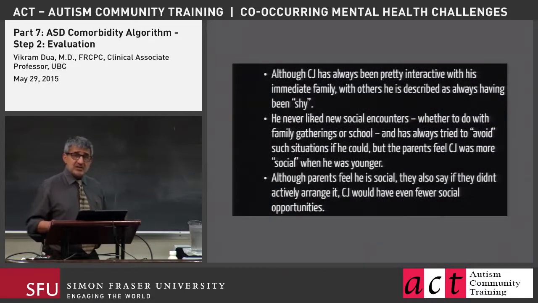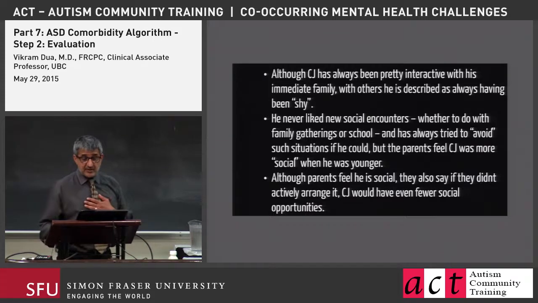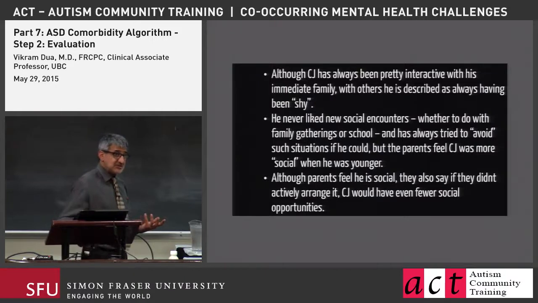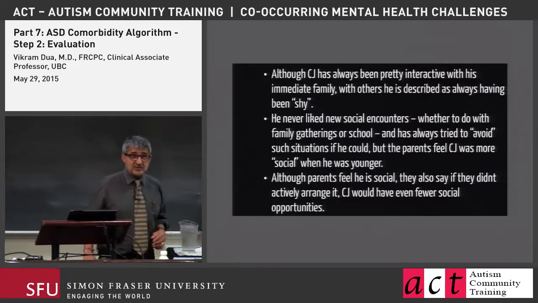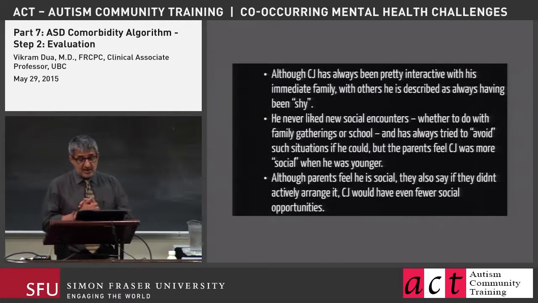When you ask about CJ at home, he's described as being generally pretty interactive with his immediate family, but always, they use the word shy. He's always been a bit shy. He never liked new social encounters, whether it was their annual family gatherings, or the after-school things that happen with his peers, and would make efforts to try to avoid some of those situations if possible. So when there was a big family Christmas dinner, CJ really didn't want to go to it, made some protests around it, and so forth.